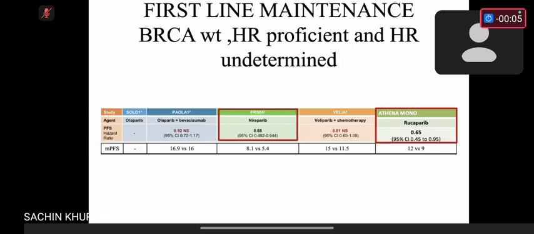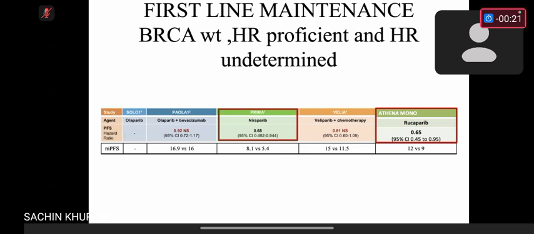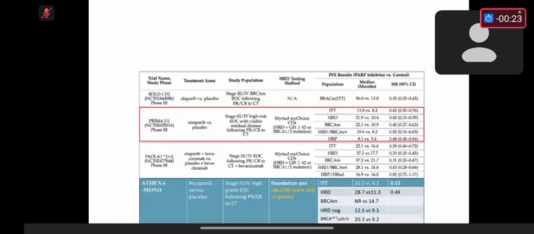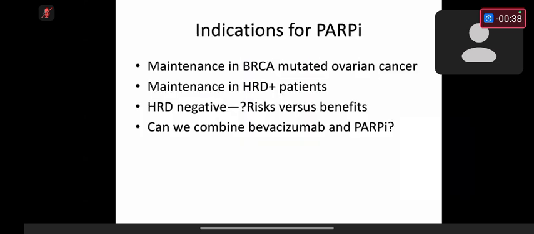I'll just take 2 more minutes. So important to understand is the HR proficient population, which are negative by that test, the Myriad test or other modifications of that test, that means that the homologous recombination pathway is not damaged in those patients. They have the minimal benefit from PARP inhibitors. Only a 3-month PFS was observed. And a meta-analysis from India, from Tata Memorial Hospital, showed that the patients who are HR deficient or BRCA mutated are the patients who will benefit from PARP inhibitors, not the HR proficient patients.